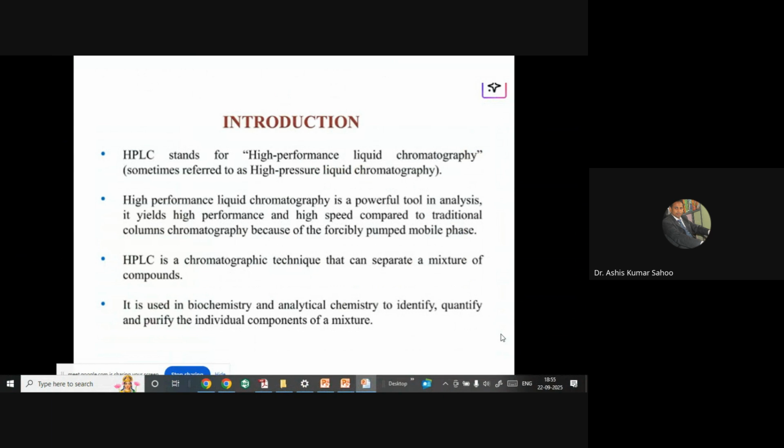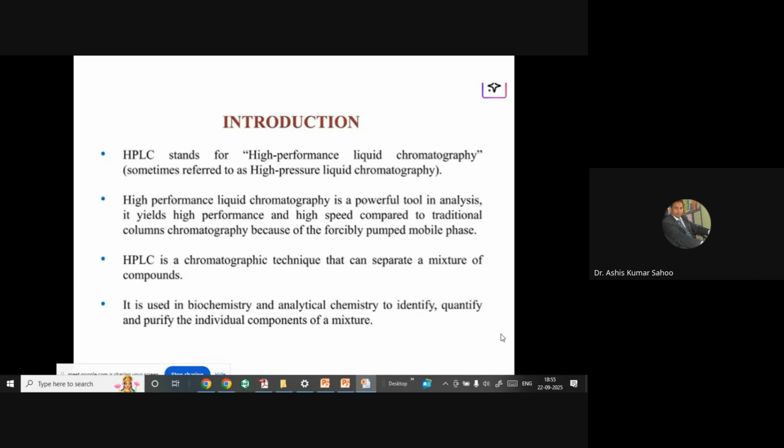HPLC is high performance liquid chromatography. This is all the theory part, so you will read it yourself, as short note type questions will be given. We will study gas chromatography, ion exchange chromatography, HPLC, thin layer chromatography, all the chromatography methods. That means separation of mixtures. This chapter includes only separation of mixtures, so this is completely the theoretical part.